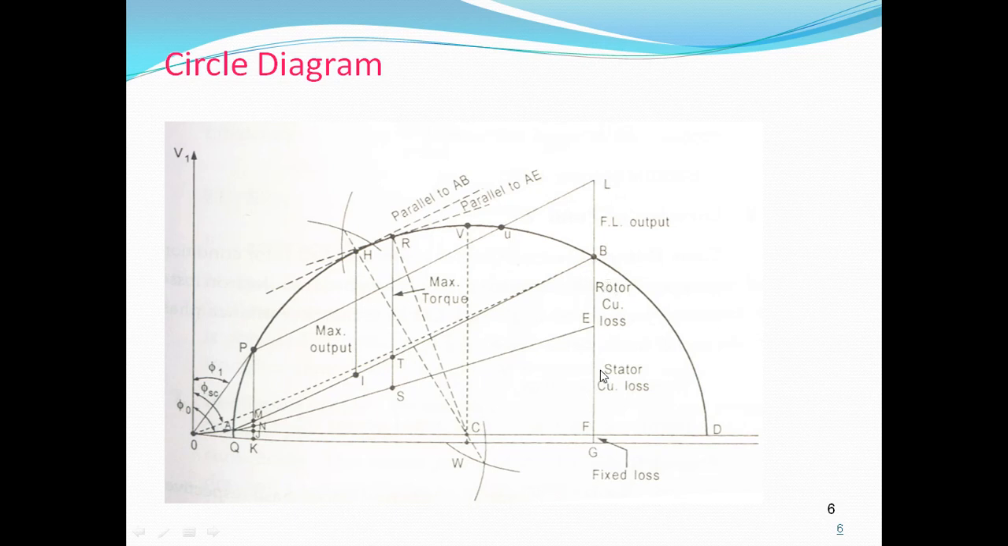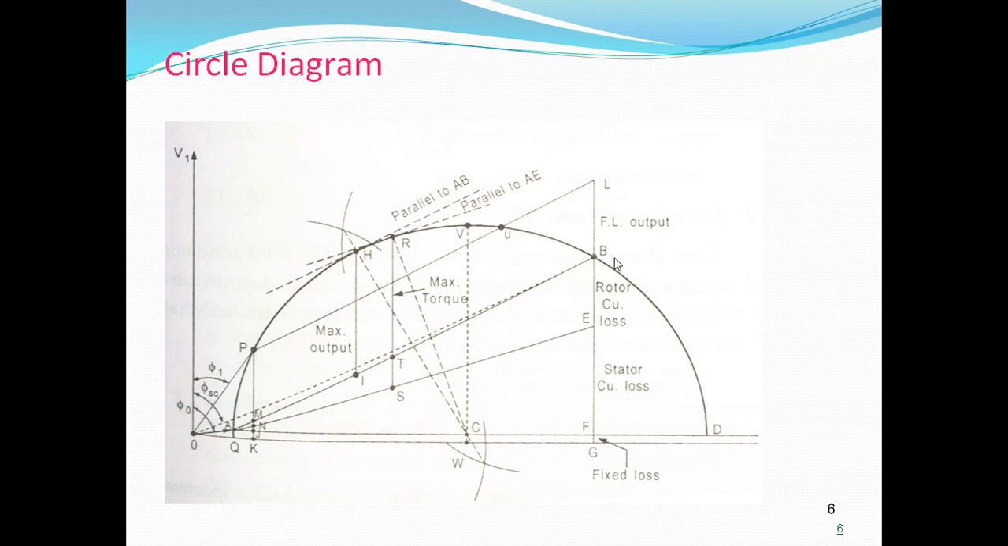The remaining losses, BF, is proportional to the sum of stator copper losses and rotor copper losses. So to find the point E, so that BE by EF is equal to rotor copper losses by stator copper losses. The line AE is known as the torque or rotor input line. So we have to calculate rotor copper losses.